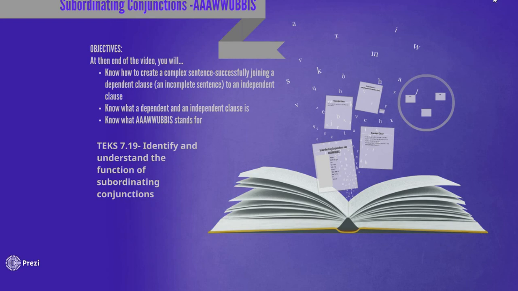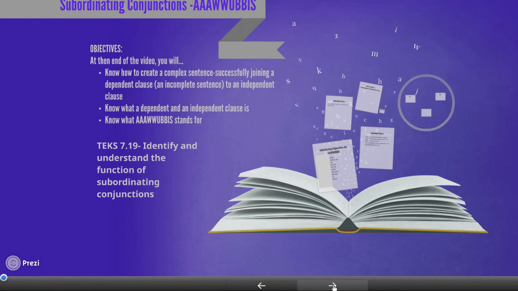In today's video, you are going to learn about subordinating conjunctions, also known as AAAWWUBBIS. At the end of this video, you will know how to create a complex sentence, you will know what a dependent and an independent clause is, and you will know what AAAWWUBBIS stands for. Okay, so let's get started.